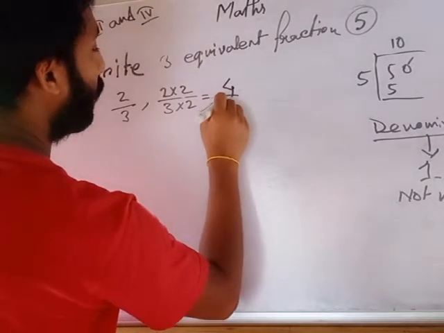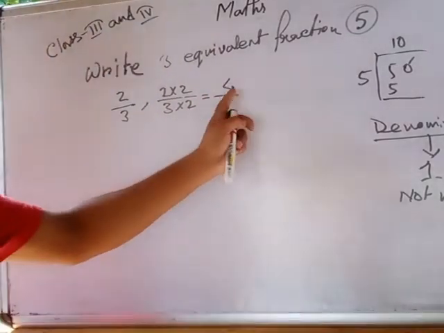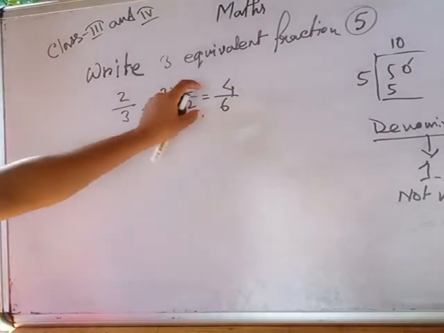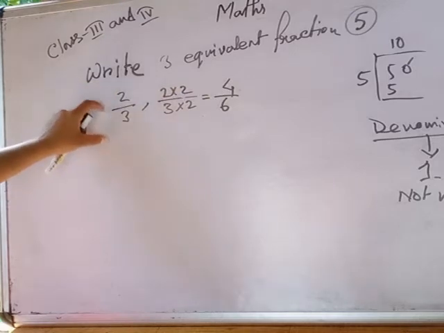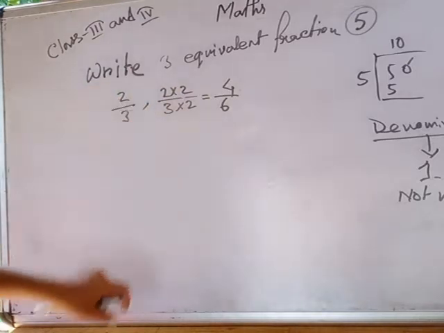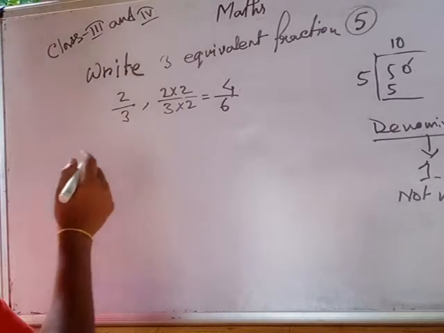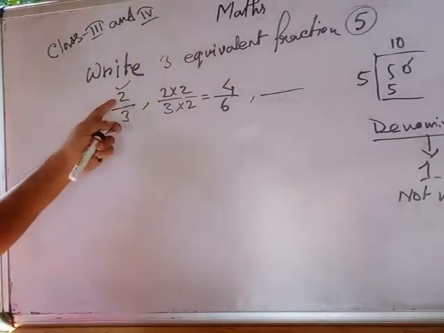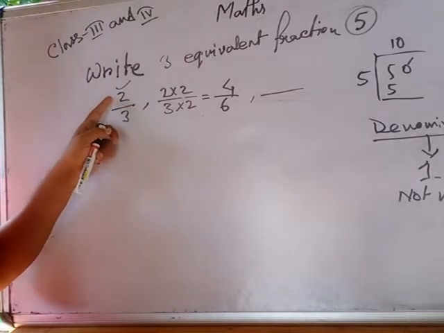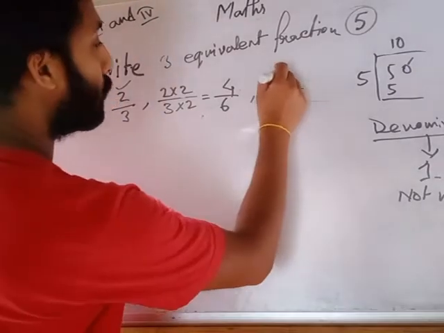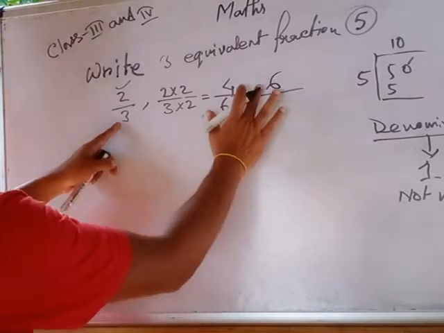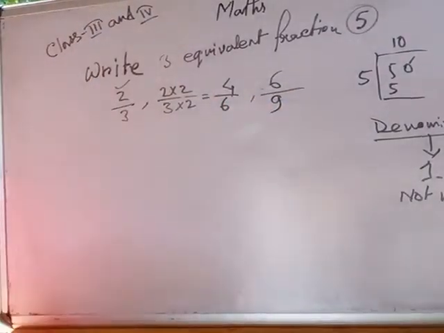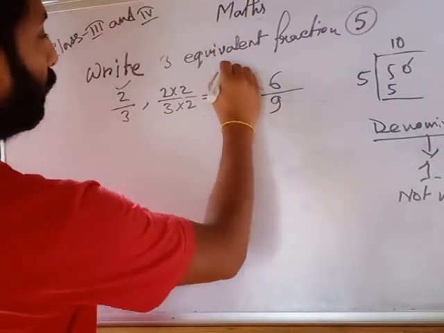2 2s are 4, 3 2s are 6. If we divide this fraction by 2, we will get the main fraction, or lowest term. Suppose we multiply with 3. 2 multiplied with 3 is 6, and 3 multiplied with 3 is 9. This is one of the equivalent fractions.